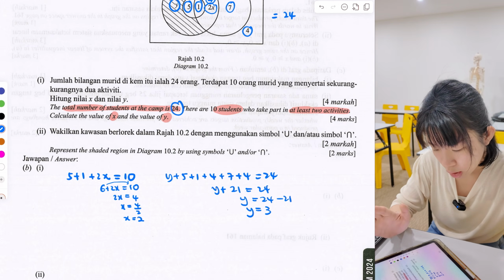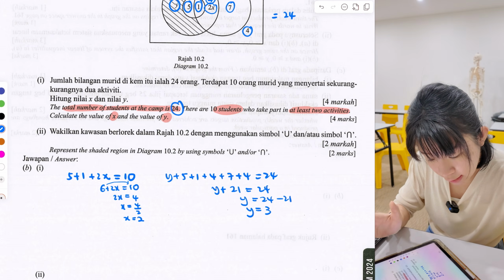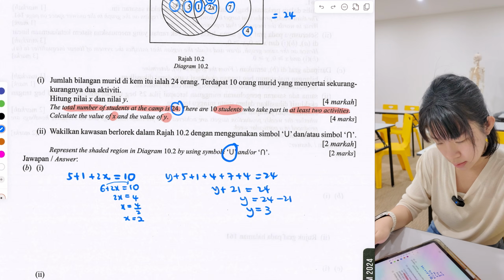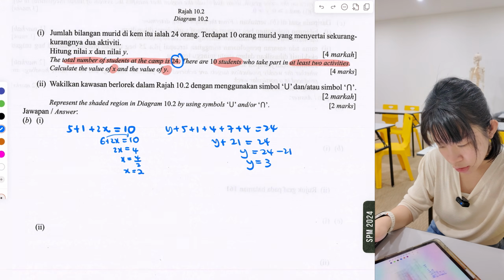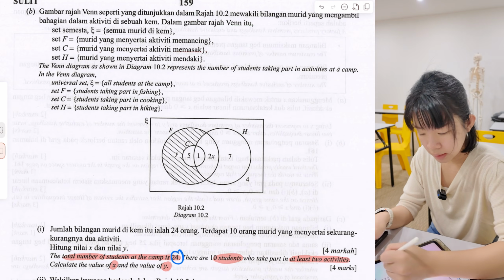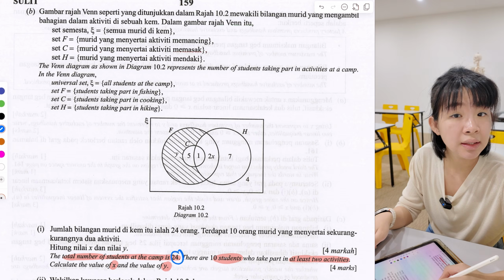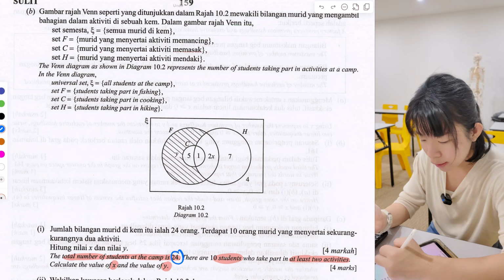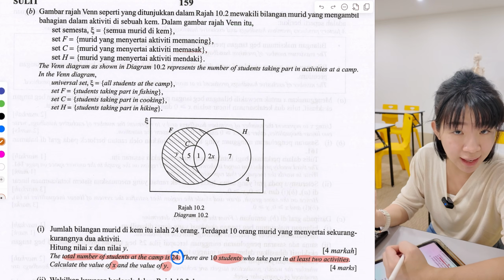Now part 2. Represent the shaded region using this union symbol and intersect symbol. The shaded region they refer to is this one, here. So they ask us to write with the symbols given in order to get this shaded region. For this type of question, you have to think, maybe try and error a bit.